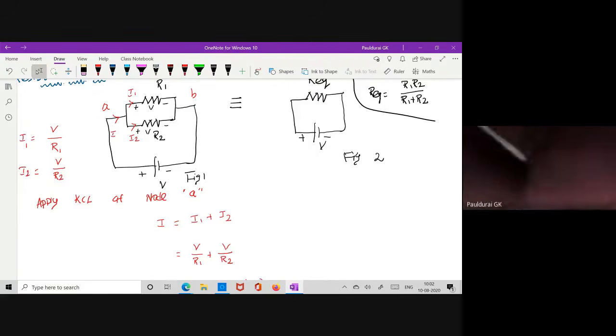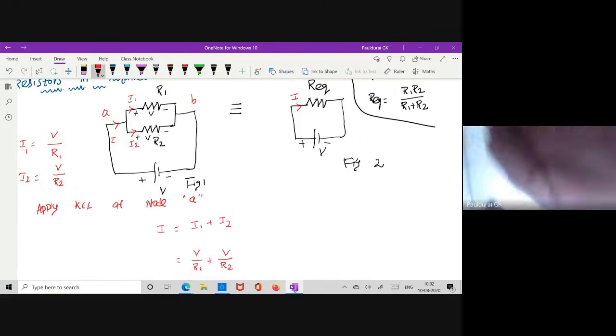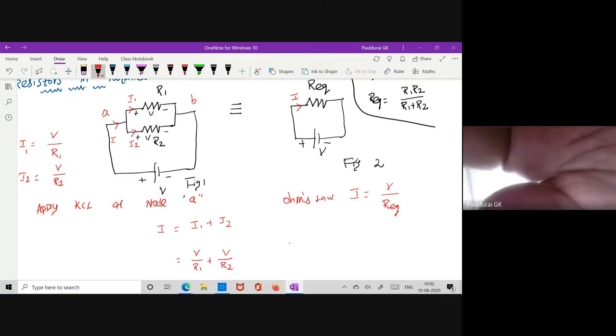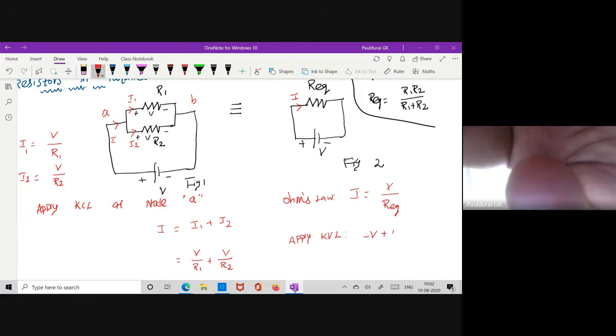Now figure 2, what will I find? Here it is I, right? Here I want to assume the clockwise direction. So as per Ohm's law, what is I? I equals V by R equivalent. This is from Ohm's law. Otherwise apply KVL, the same equation you will get, right? Apply KVL: minus V plus I times R equivalent equals 0. I'm looking for I, so I equals V by R equivalent. Take this as equation number 2.